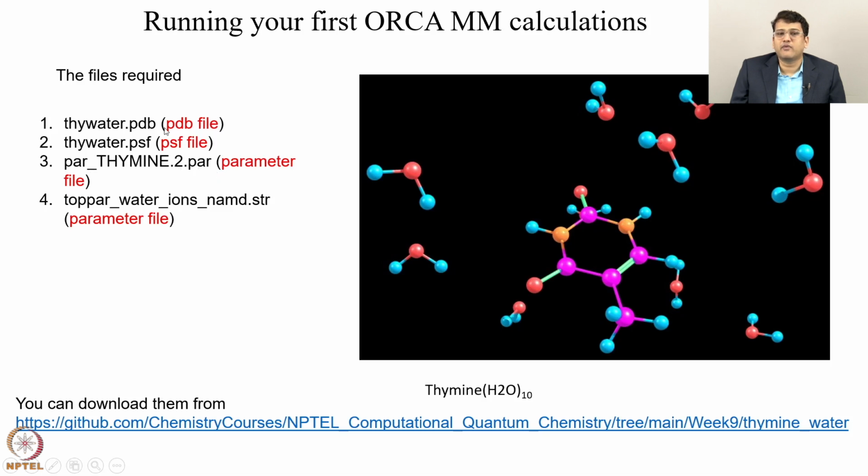This is a PDB file, .psf is a PSF file, and thiamine2.par is actually the parameter file. It contains the thiamine parameters. The interaction parameters for water are contained in the top_all36_water_ions.str file. So we see that the parameter file can be either .par or .str.